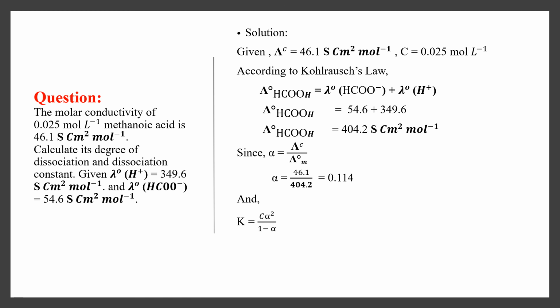The degree of dissociation is 0.114, and we know that the dissociation constant K is equal to C alpha square upon 1 minus alpha. Now on putting the value of concentration and degree of dissociation, we get the value of the dissociation constant K as 3.67 into 10 to the power minus 4. So that's all for today.